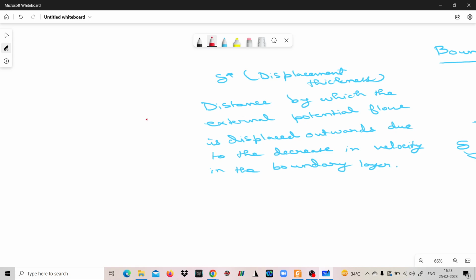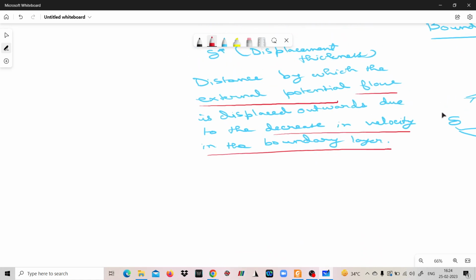Let me underline the important part. The first important term that you should understand is: external potential flow is displaced outwards due to the decrease in velocity in the boundary layer. So these are the two important components of this definition: external potential flow, and decrease in the velocity in the boundary layer. First of all, let us see what is the external potential flow.